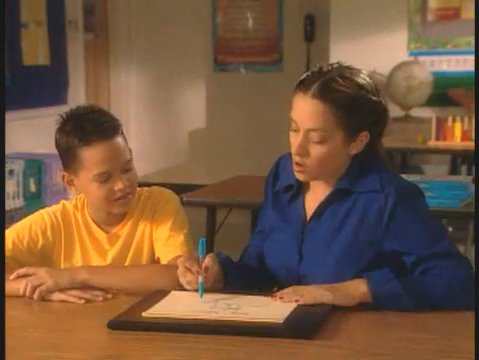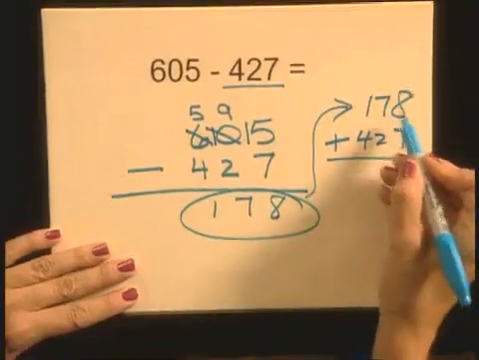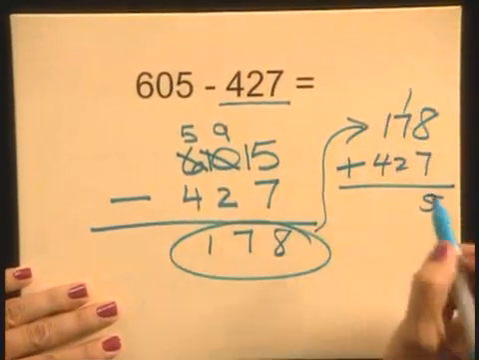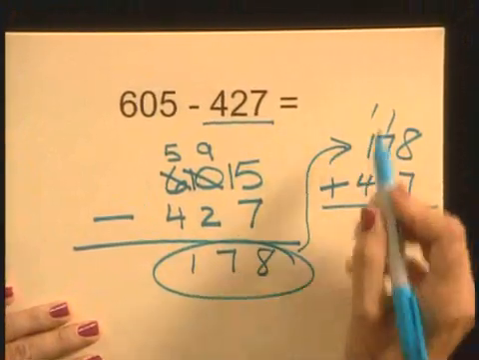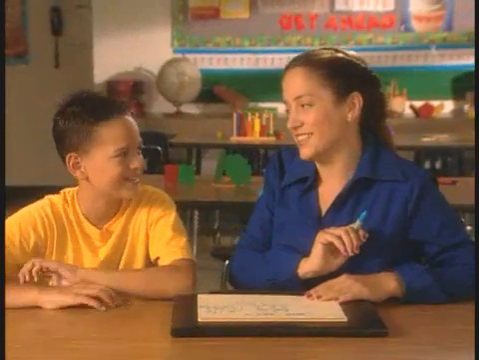If we want to check our work, all we do is we put our answer up here, and we add the bottom number, 427, and you just go 8 plus 7, 15, carry the 1, 8 plus 2, 10, carry the 1, 2 plus 4, 6. And does that check? Yes. Yes, it does. Okay? So it's very simple.